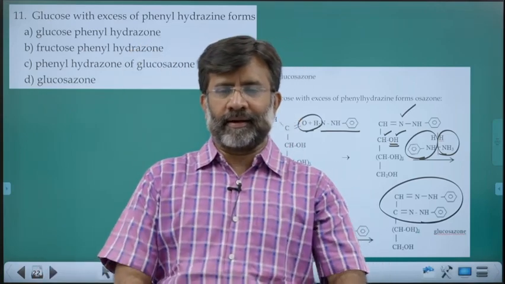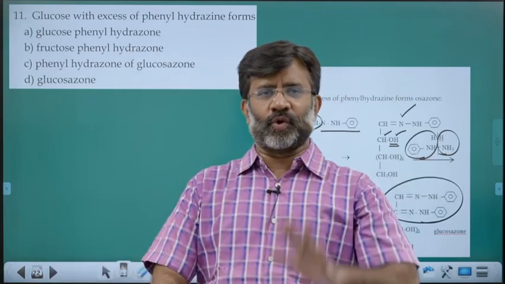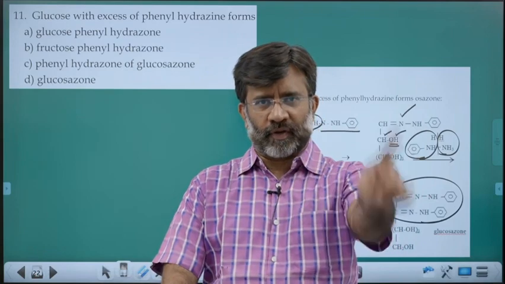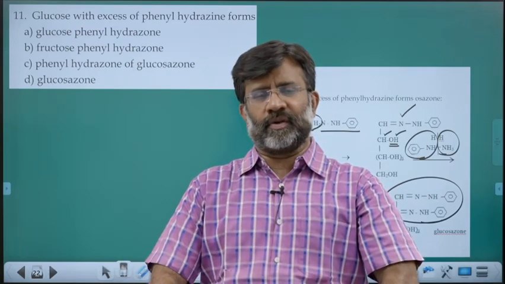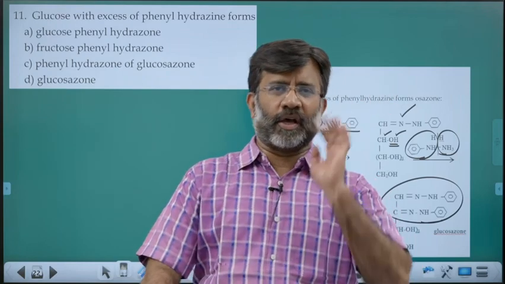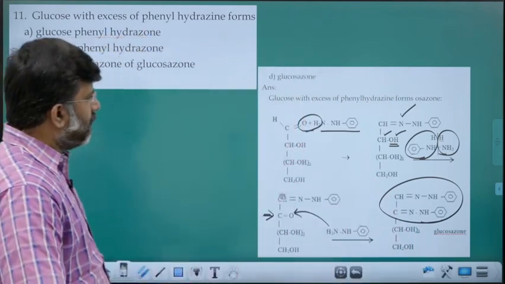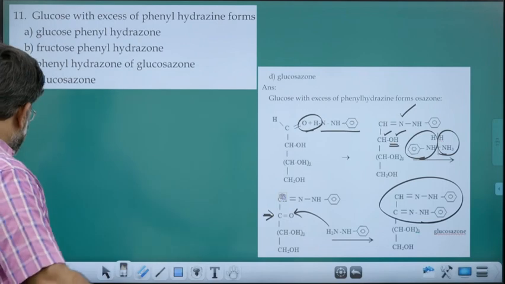And remember, try writing the reaction with fructose also. With glucose and fructose, you get the same osazone. 3 molecules of phenylhydrazine will react and you get the same osazone. And the answer is option D. Next one.